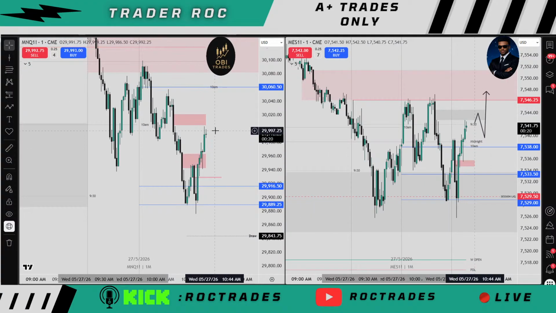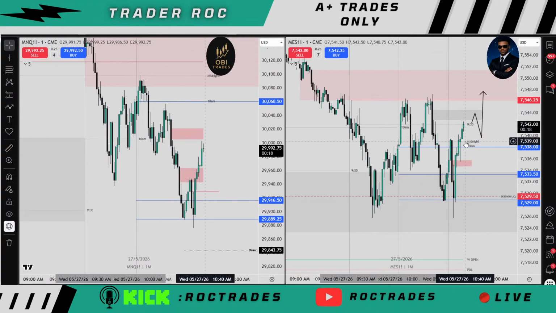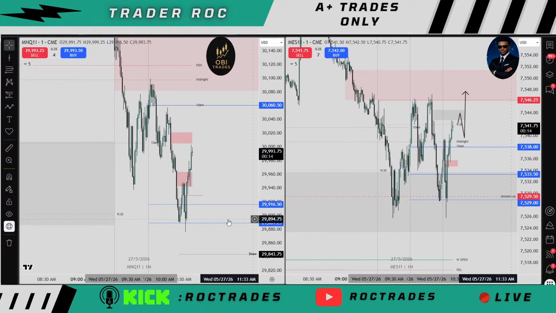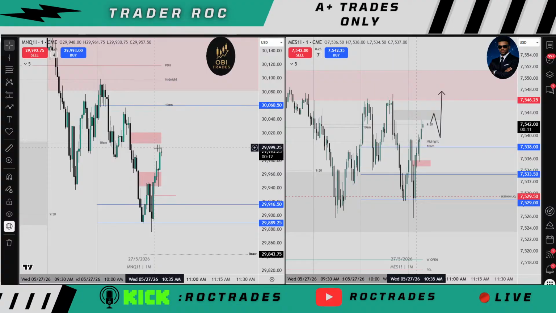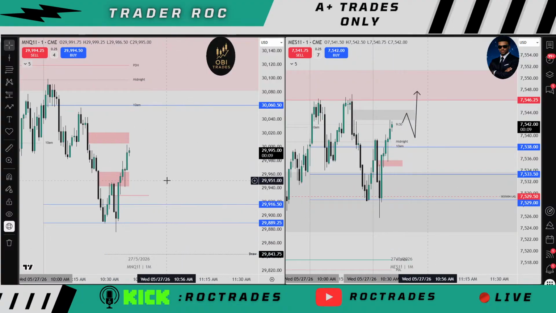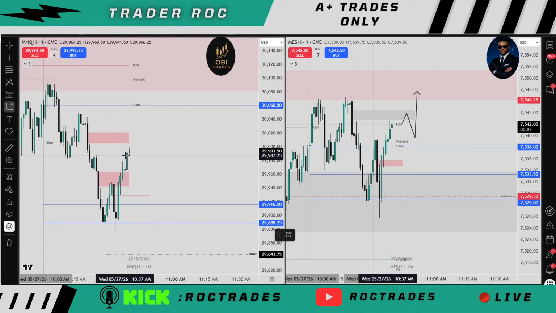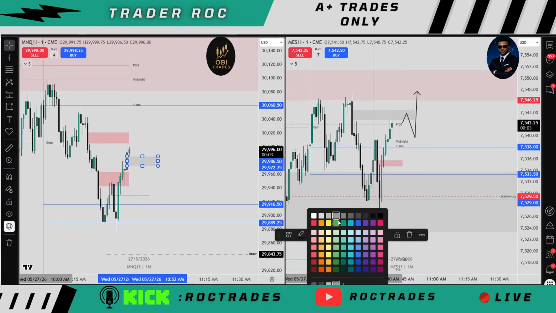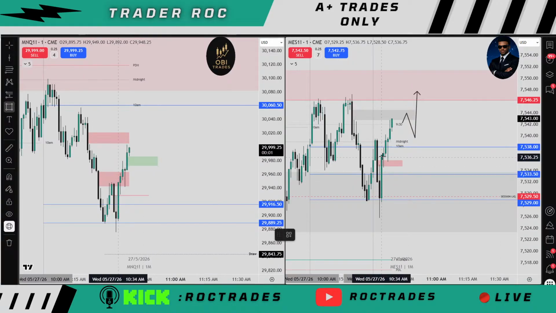Like we said, ES is slightly stronger. ES is above midnight price. NASDAQ is not. There's SMT off of this gray zone down below on the higher time frame. And we just got our fair value gap. Let's go, kid. Let's go. So this is your area of interest here.